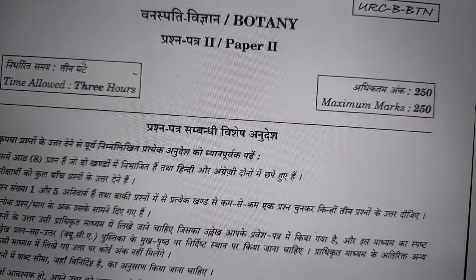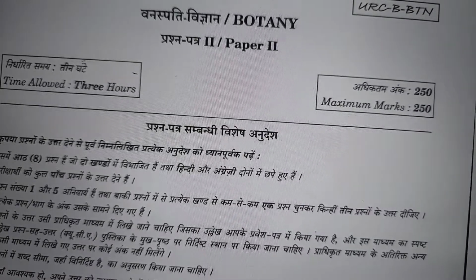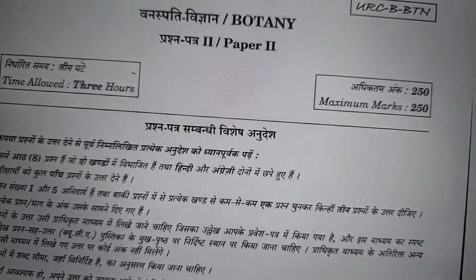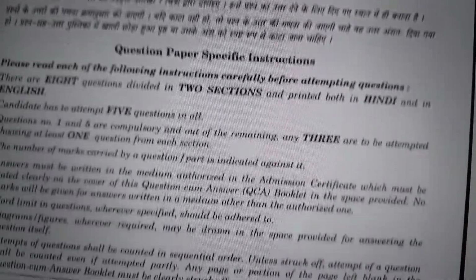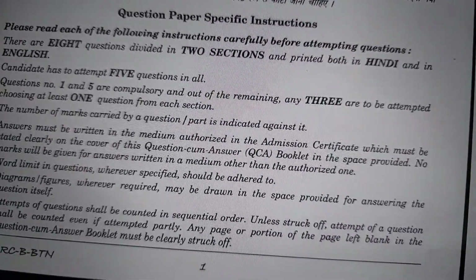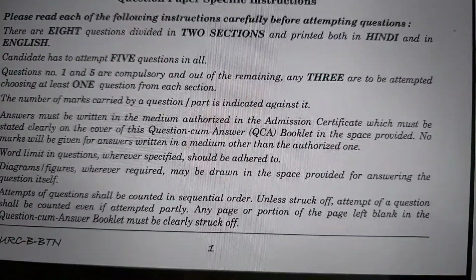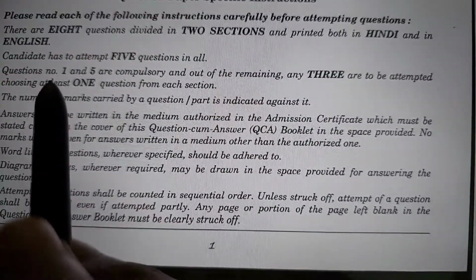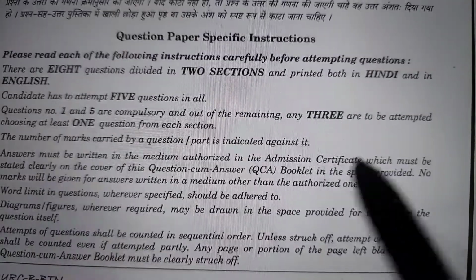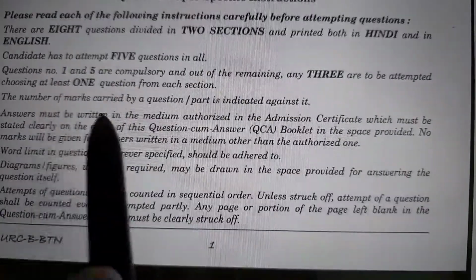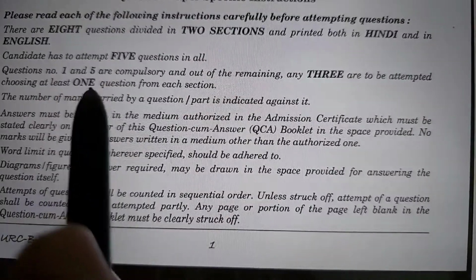Hello everyone, welcome to my channel Sonku's Journal. So this is UPSC Botany optional paper 2 for year 2020. So as you already know, you have to do question number 1 and 5 compulsory and any other 3 choosing 1 from each section.